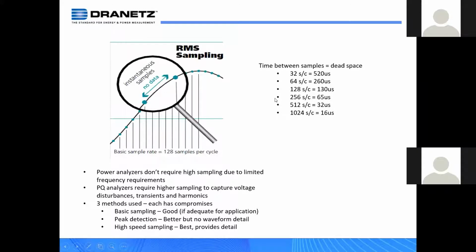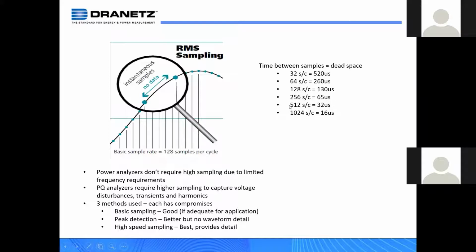So we kind of fast forward to modern times, and as we go through here, you can see as we double the sample rate, we're halving the time in between those samples. So there's an inversely proportional relationship there. So we double the sampling to 64 samples per cycle, we half the time in between these samples. 520 is now 260 microseconds. So where are we today?